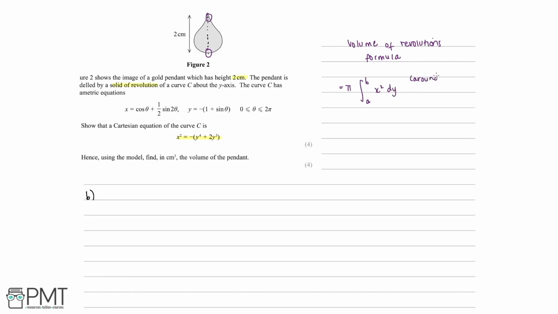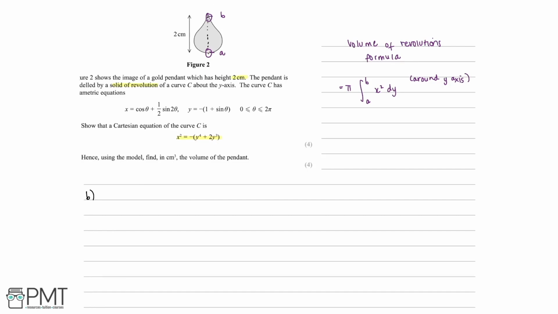And this volume of revolutions formula applies to revolutions around the y-axis, where a is the lower limit, so this would be a, and b is the upper limit, so this would be b. Hence, our next step should be finding out the values of a and b. Well, how do we do that? Well, we know that the Cartesian equation of the curve C is x squared is equal to minus y to the power 4 plus 2y to the power 3.